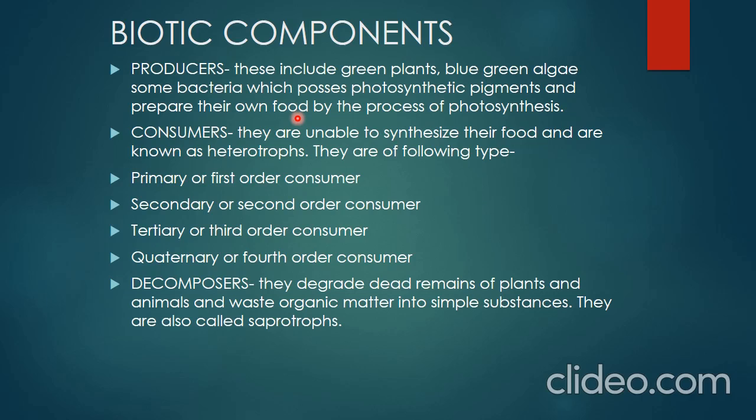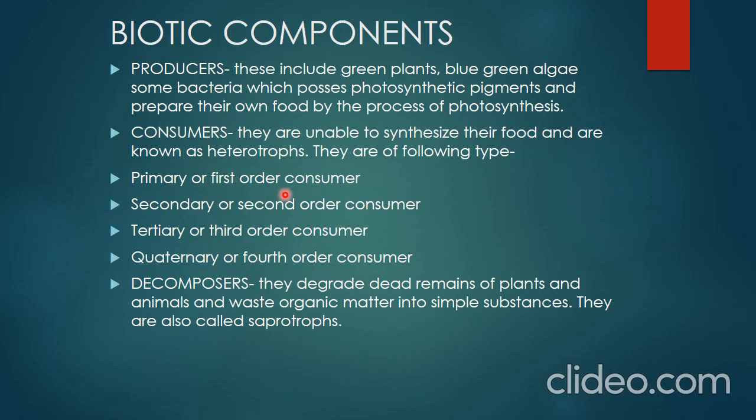The organic compound constitute the food not only for autotrophs but also for heterotrophs. In this way, producers utilize solar energy and convert it into chemical energy. The producers therefore are also termed as transducers. Second are the consumers. Consumers are unable to photosynthesize their food and are known as heterotrophs. So they are of following types.